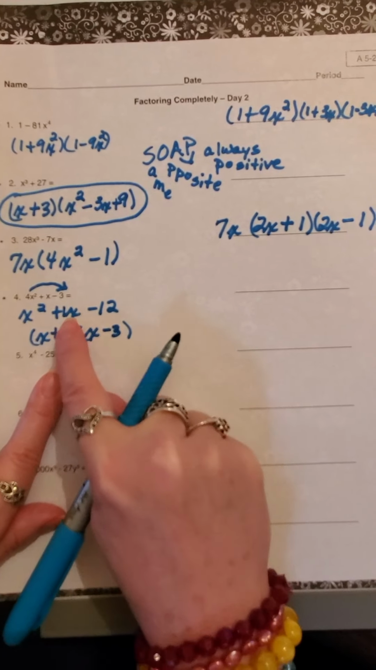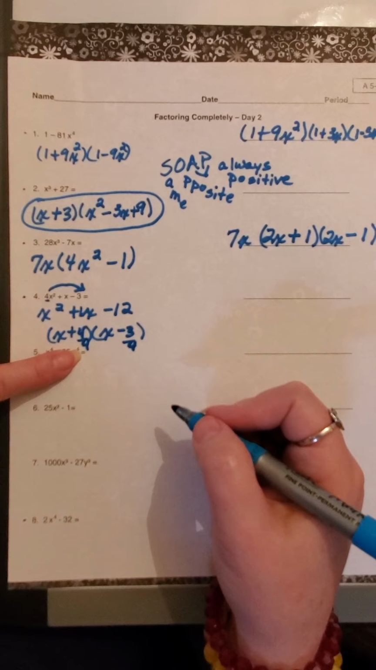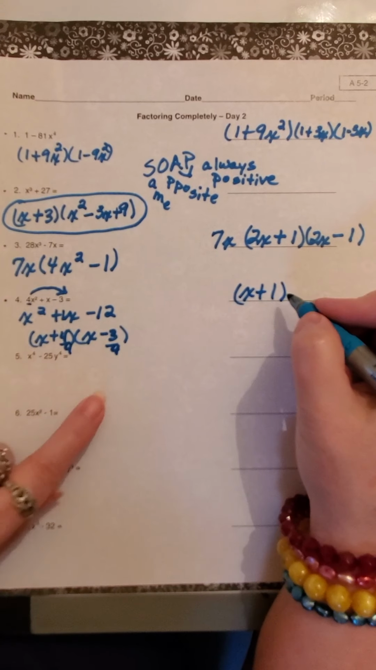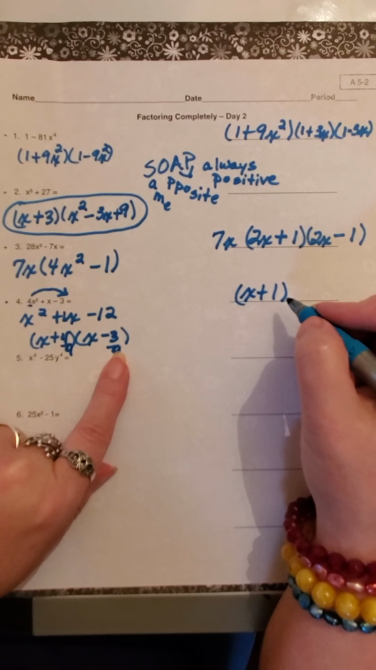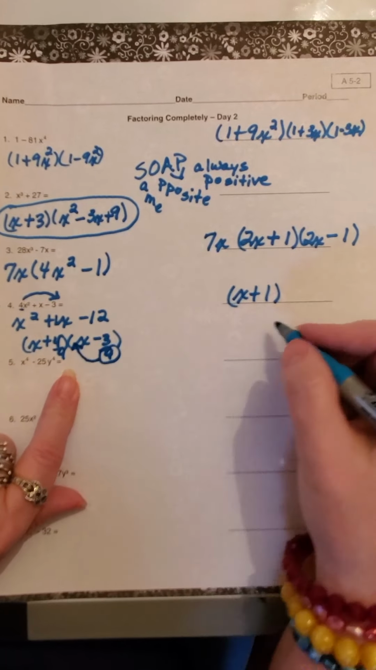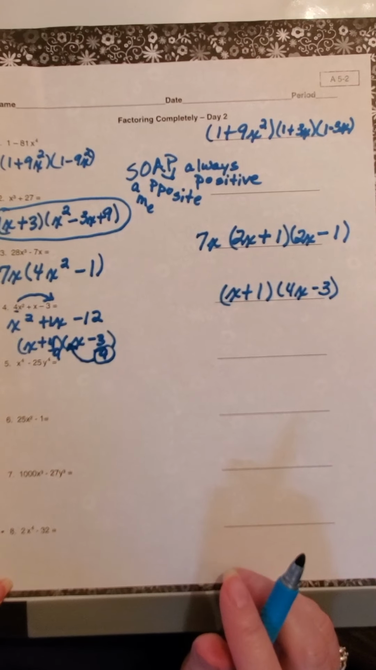Okay, then we have to undo what we did. So since we multiplied by 4, now we're going to divide by 4, whatever that is. So I'm going to divide by 4 on both of these. Then I reduce it if possible. So this would reduce to x plus 1. And this over here will not reduce, so the bottom goes up. This 4 goes up. So this would be 4x minus 3. Okay?